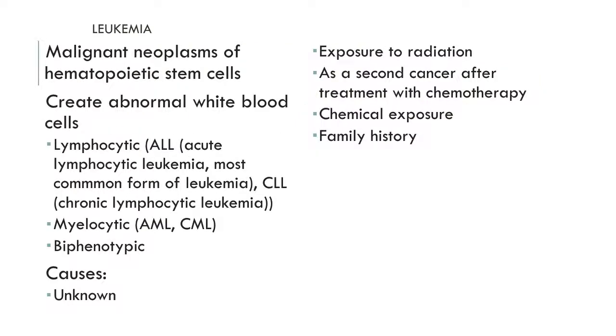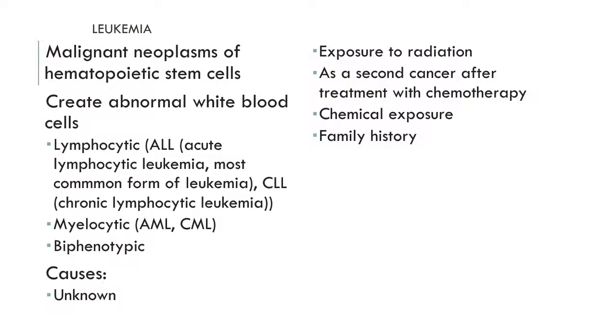Leukemia is one of those cancers that most people have heard about. It results from a malignant neoplasm of the hematopoietic stem cells, and you create abnormal white blood cells. We have the lymphatic cells. So we have ALL, which stands for acute lymphocytic leukemia. It's the most common form of leukemia. And then we have the chronic form, the chronic lymphocytic leukemia.